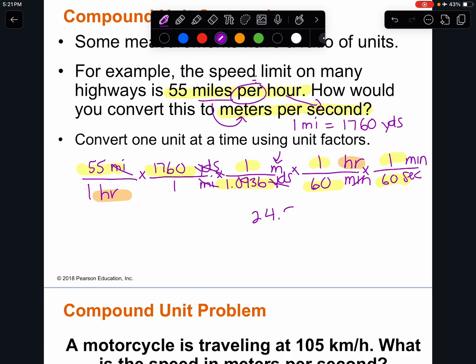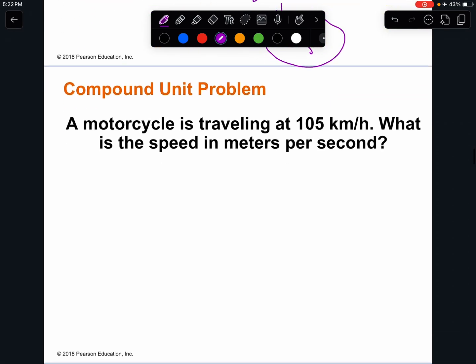The answer I'm getting is 24.587. And that is not in significant figures. So if I were to round that to significant figures, that would be 25. And then my unit is what is not canceled out, which is meters per second. Okay? Make sure you write meters with an M. It is not MI or ME. So that is a double unit conversion problem.